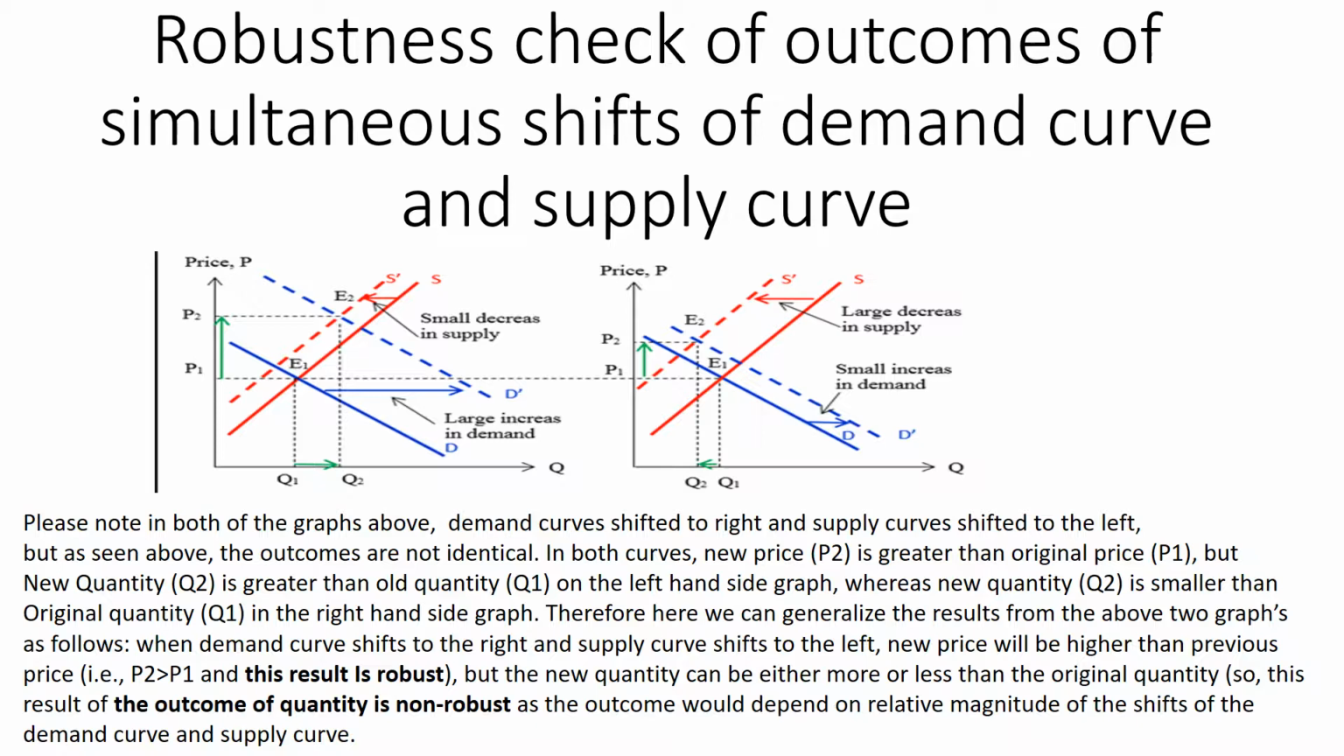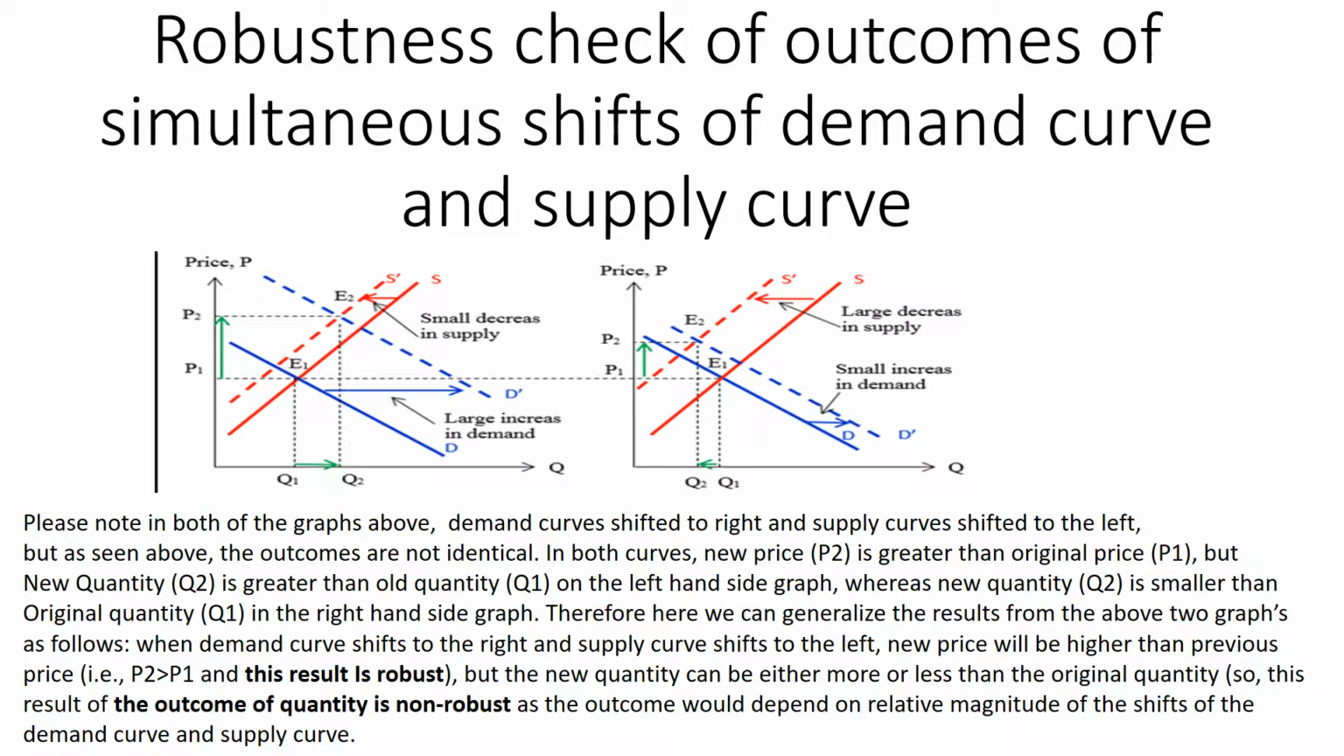But now we will compare their outcomes of those simultaneous shifts in both of those graphs. So first, let's examine the outcome on the left-hand side graph. On the left-hand side graph, we see the new demand curve, the dotted blue line, and the new supply curve, the dotted red line, intersect at the equilibrium point 2, E2, and that determined the new price P2 and the new quantity Q2. Now let us see what happened to the new price P2 compared to the old price P1 and what happened to the new quantity Q2 compared to the old quantity Q1.